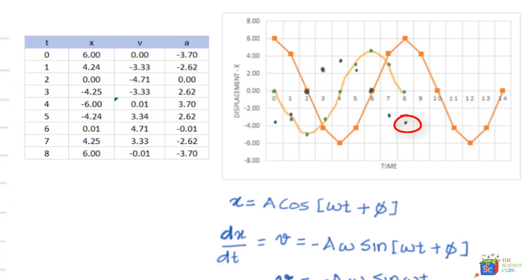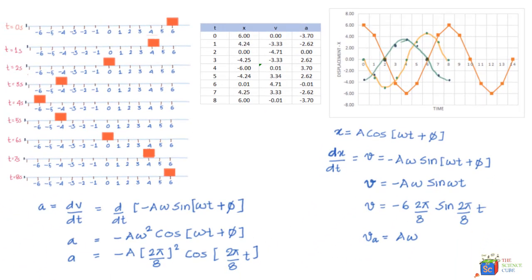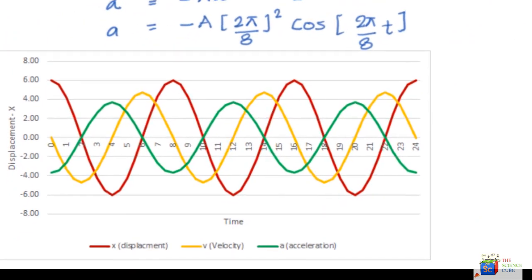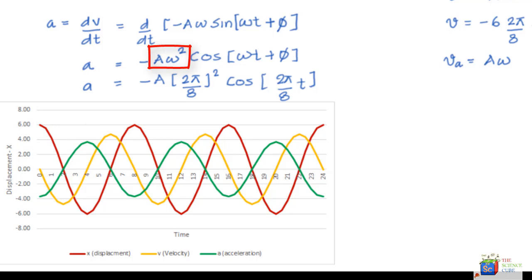So let's go ahead and connect these dots and find what kind of curve we get. So this is the curve we'll get for acceleration. A little inaccurate. Let me try to draw it again. Yeah, this is better. So if you were to again plot this for more values of t, this is the kind of graph you will get. You can also see that the maximum value of acceleration you can get is minus a omega squared, because cos of any angle cannot be more than 1.